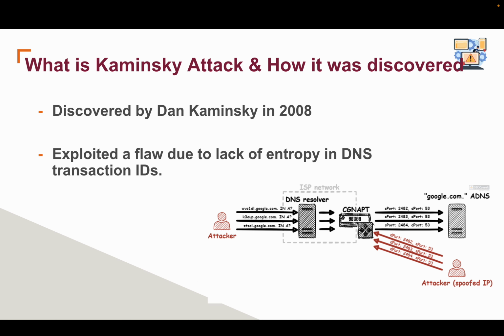The attack was discovered by Dan Kamenetsky in 2008. It exploited a flaw related to a lack of entropy in DNS transaction IDs. How did he discover that? While analyzing DNS behavior, Kamenetsky noticed that DNS resolvers would accept records for unrelated subdomains under the same domain.